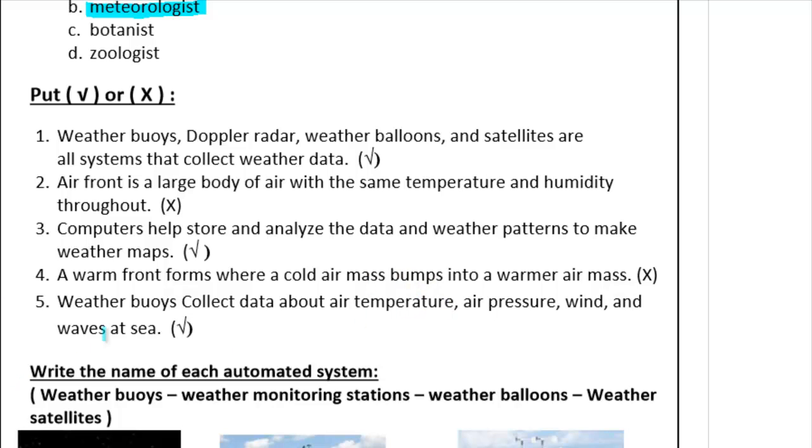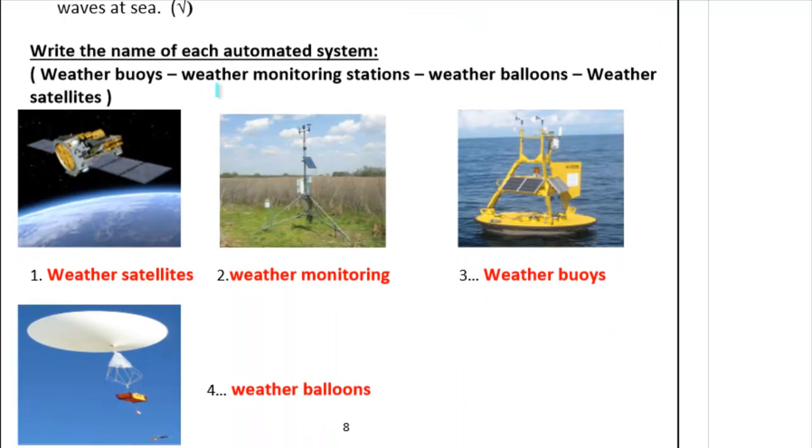Number 5, the weather buoys collect data about air temperature, air pressure, wind, and waves at sea. Yes, this is true. The weather buoys collect the data at sea. Write the name of each automated system. The first one is weather satellites. And this one on the land is called weather monitoring station. And at sea, this is called weather buoys. And the last one is called weather balloons.